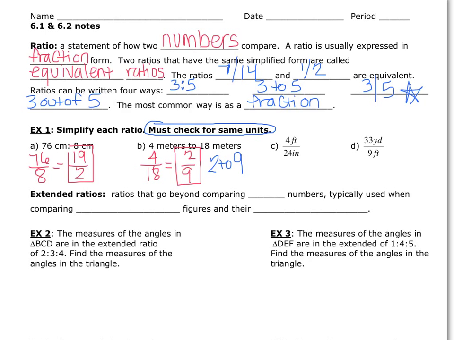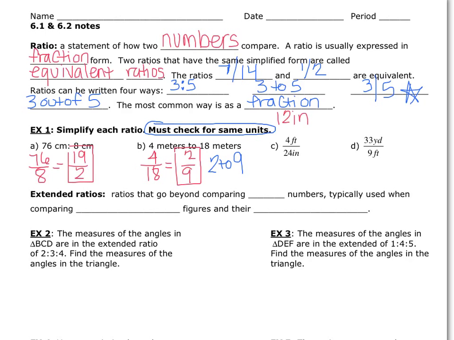In C, we have 4 feet to 24 inches. Uh-oh, we don't have the same units. So you have the option. You can turn the 24 inches into feet, or you can turn feet into inches. It doesn't matter. However, to keep from getting decimals when you convert, you need to convert into smaller units. So I tend to always convert smaller. It may be different for you. Like I said, you decide.